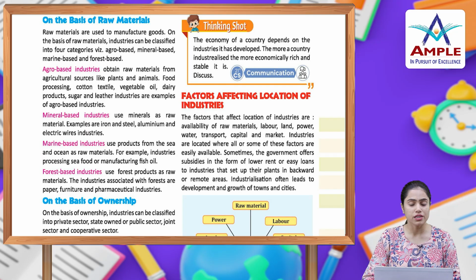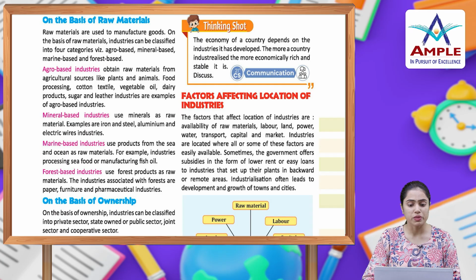On the basis of raw materials, industries can be classified into four categories: agro-based, mineral-based, marine-based and forest-based. Agro-based industries obtain raw materials from agricultural sources like plants and animals. Food processing, cotton textile, vegetable oil, dairy products, sugar and leather industries are examples of agro-based industries.